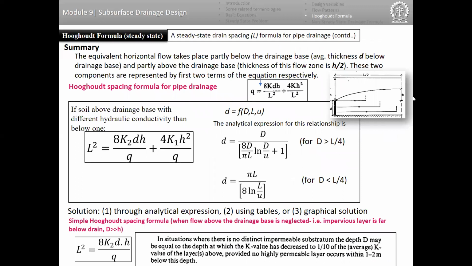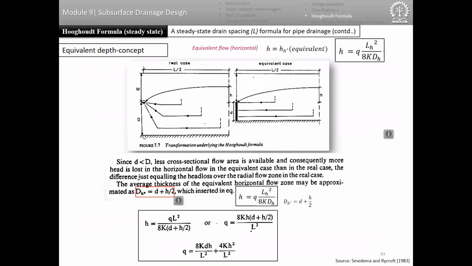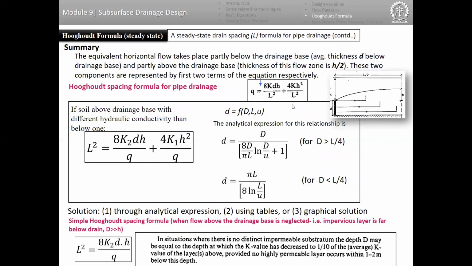Then we saw that if the hydraulic conductivity is different below and above the drainage level, we can substitute the values of K1 and K2 here. The equivalent depth is a function of the depth to the impervious stratum, the drain spacing, and the wet entry parameter. There are analytical expressions for two cases: when d is greater than L by 4, and when d is less than L by 4.